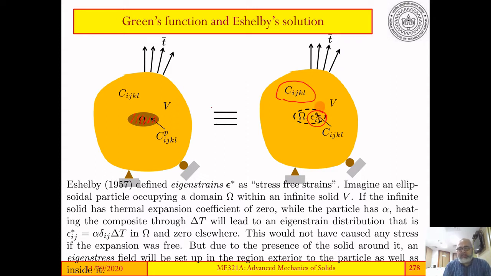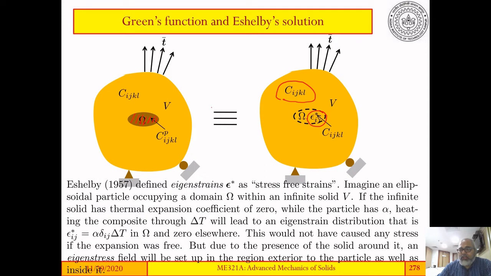So what that means is it's like this particle has been given a thermal expansion, expanded by epsilon ij star, which is constant over the particle. Then tractions have been applied on its boundary, squeezing it down to the size that it had before the expansion, and fitted again back into the solid.